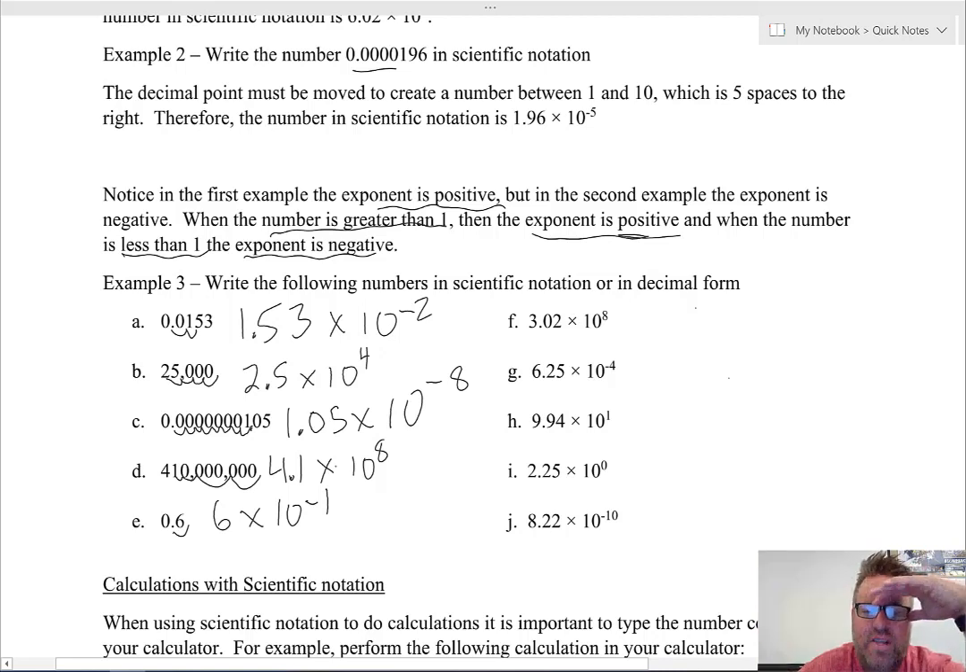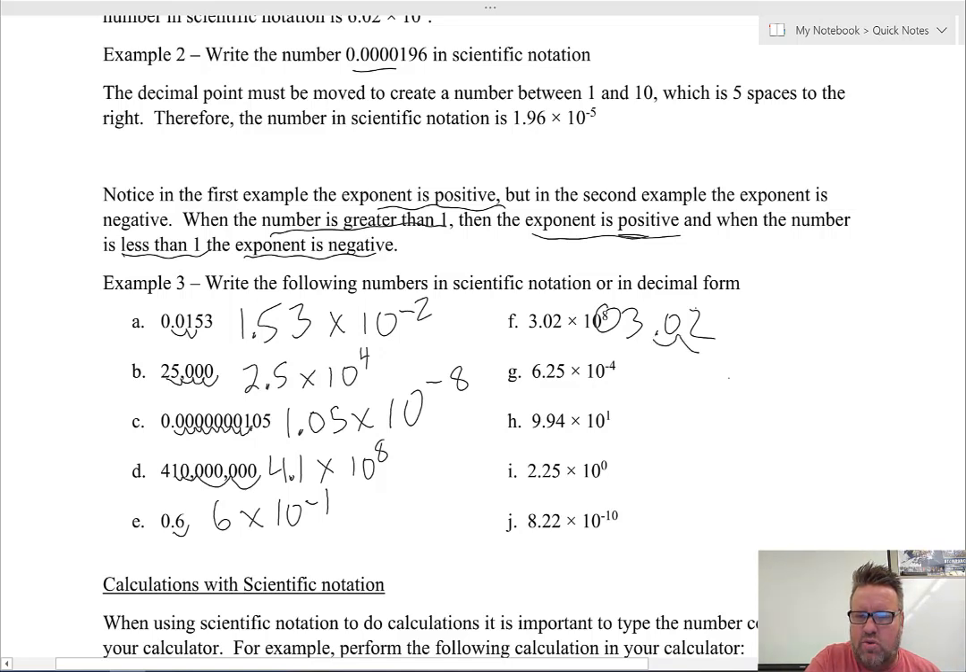Okay, now over here on this right-hand side, we're going to put these numbers back into decimal form, which means we've got to move that decimal point the number of spaces it has up here. We've got 3.02, and with that 8 there, we've got to move that decimal point 8 spaces, and because it's positive 8, not negative 8, we know the number has to be bigger than 1. So we're going to move that decimal point 8 spaces to the right.